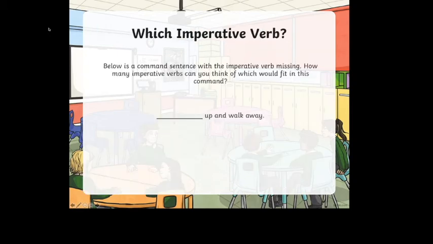Right, a little bit of writing for you now. You don't have to write it in your book, just get a scrap piece of paper. Below is a command sentence with the imperative verb missing. How many imperative verbs can you think of that would fit in this command? So, up and walk away. What word could you think of that could fit in there? Just have 30 seconds, just have a think, even if you only come up with one.